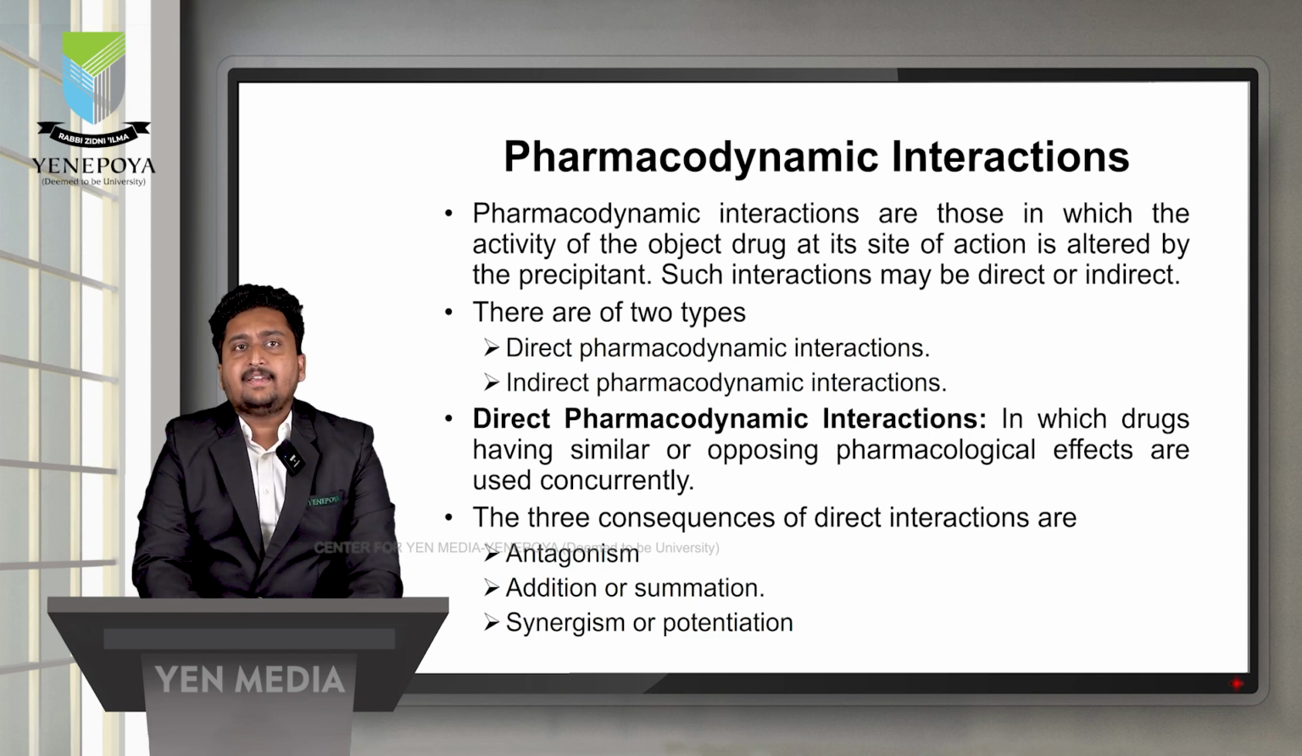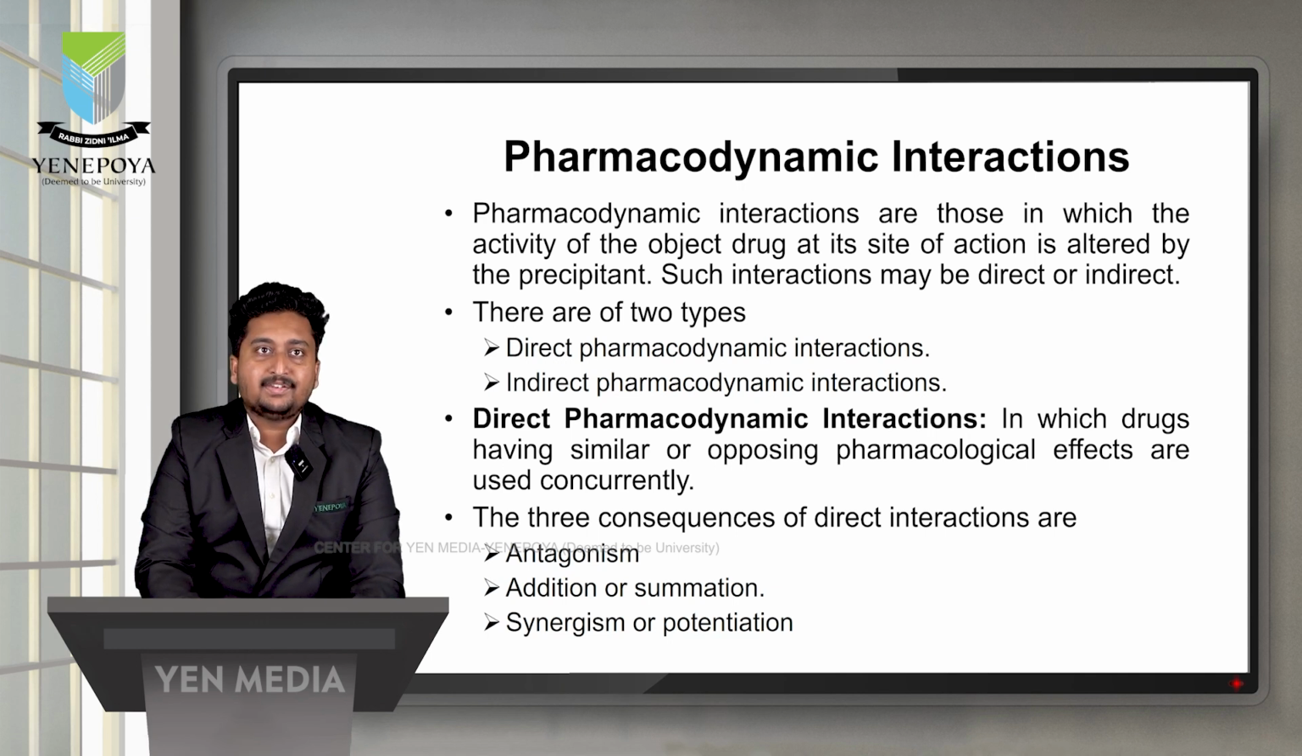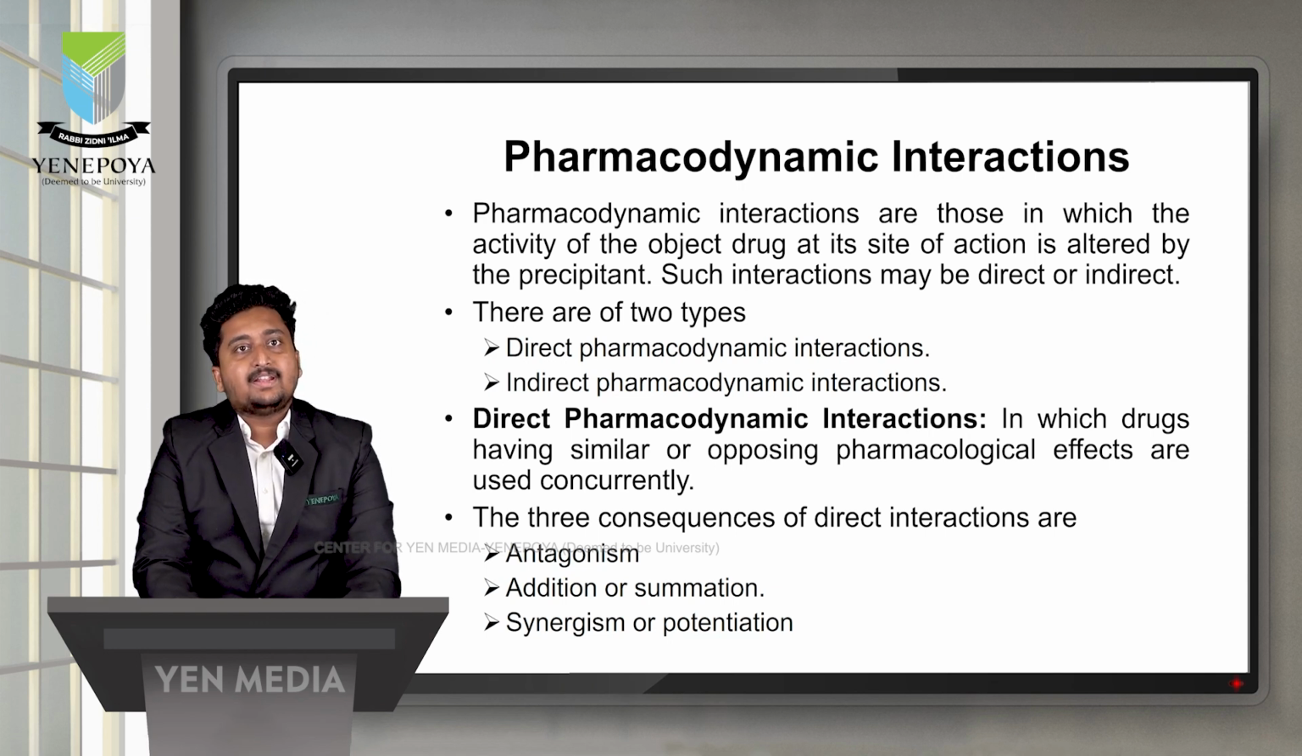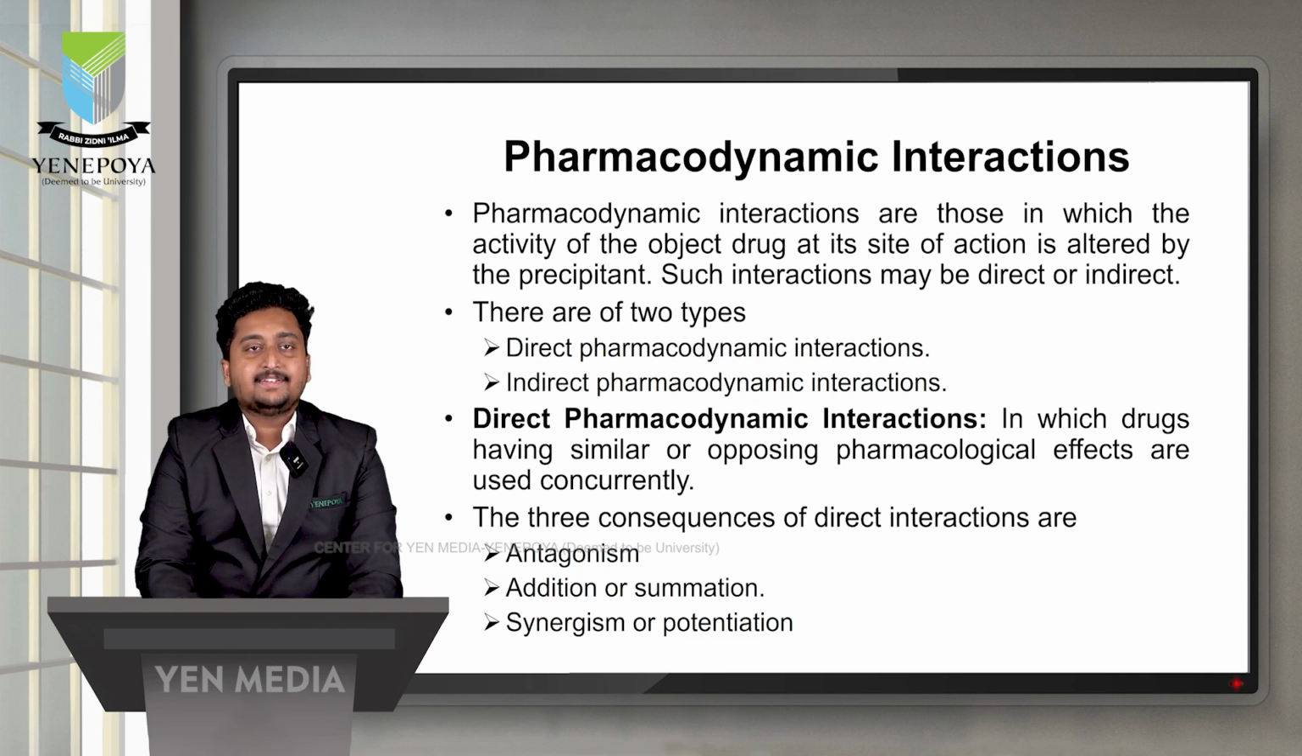So let us see what direct pharmacodynamic interactions are. Here, drugs having similar or opposing pharmacological effects are used concurrently. So there is a direct change in the mechanism of action of a drug. That means it's not because of some indirect pathway, which we can see in the other type, indirect pharmacodynamic interactions. Here there are straight away changes induced by one drug in the mechanism of action or the effect of the other drug. There are three consequences which we already discussed: antagonism, addition or summation, and lastly synergism.